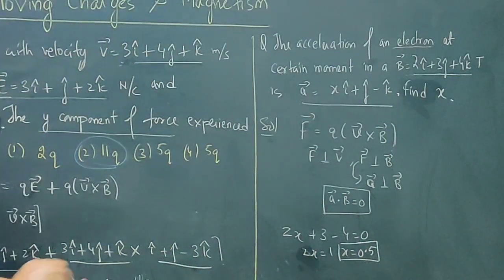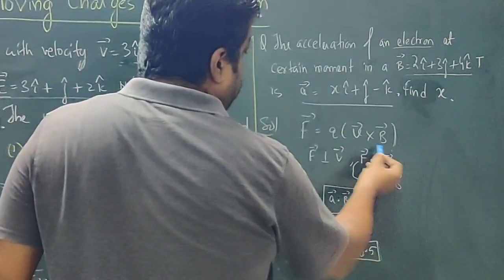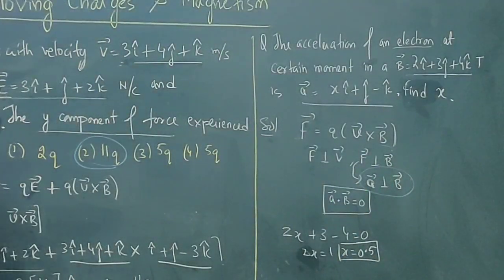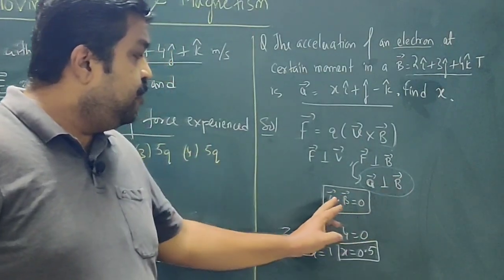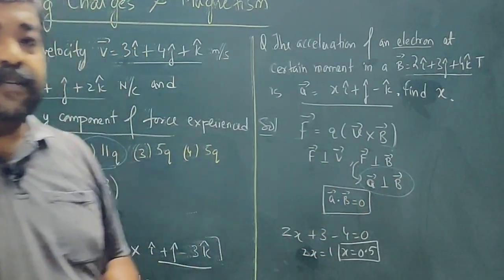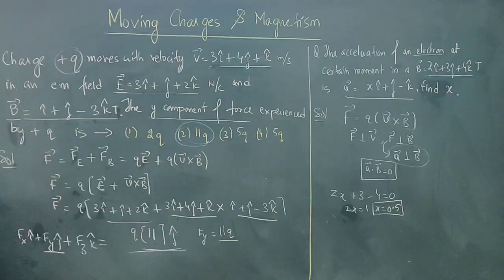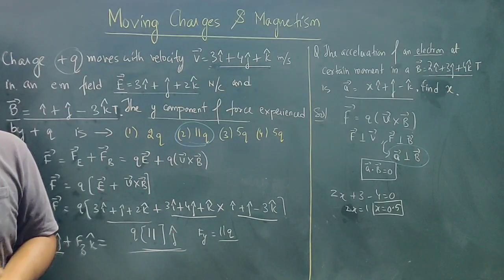Okay, so this is one important property. Force is perpendicular to magnetic field, so acceleration is also perpendicular to magnetic field. So since acceleration is perpendicular to magnetic field, the dot product of acceleration and magnetic field will be 0. Okay, this is the concept. I hope these two questions are clear to you.